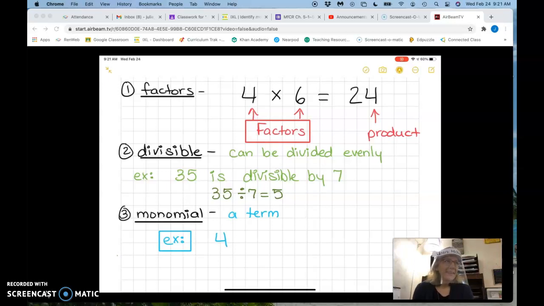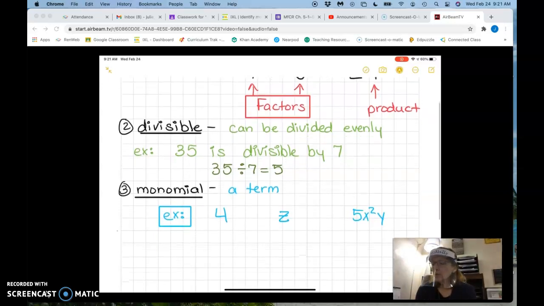Yes, it is, but it also means one. Mono means one. So when we're talking about a monomial, we are talking about one term. A monomial could also be a variable that's just sitting there by itself. Or a monomial could be a combination of numbers and variables, like 5x squared y. Okay, even though there's a lot going on there, it's one thing.